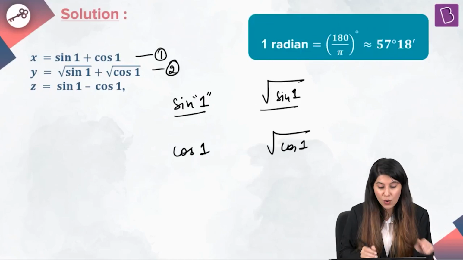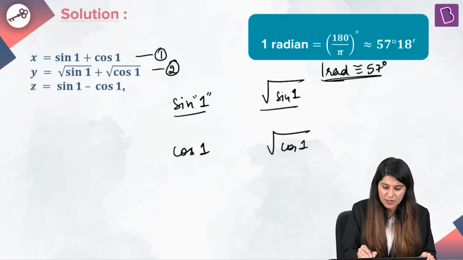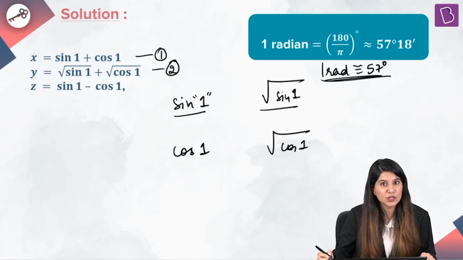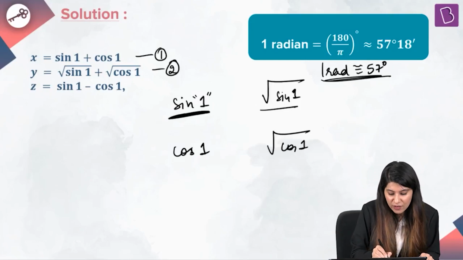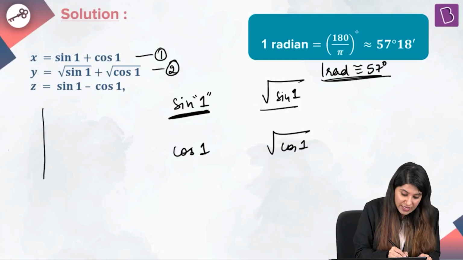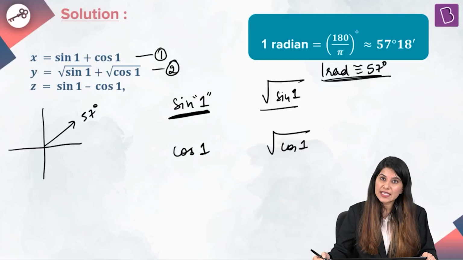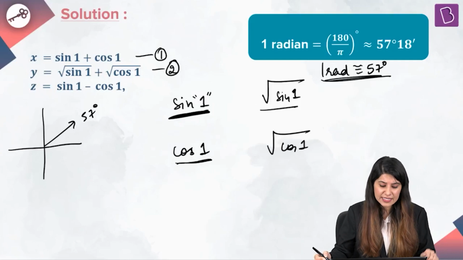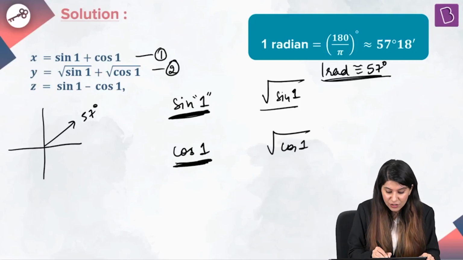And we already discussed this relation that 1 radian is approximately equal to 57 degrees. Please remember this. Please write this down in your notes: 1 radian is approximately equal to 57 degrees. That gives me, we need to find the approximate value of sine 57 degrees. Now 57 degrees lies in the first quadrant, isn't it? And in the first quadrant, sine is positive. In fact, cos is also positive, isn't it?